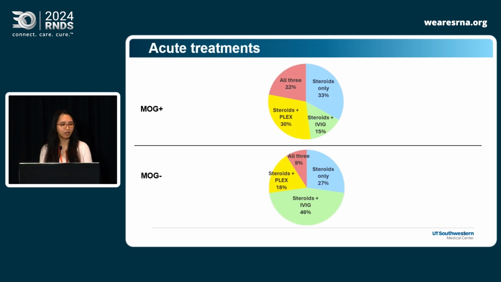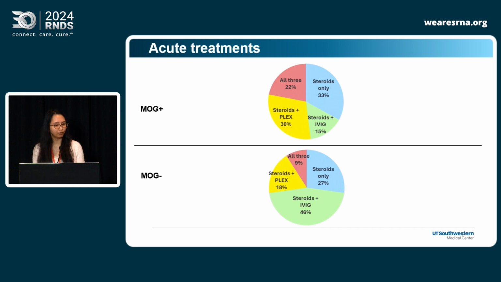And then in the hospital setting, they receive acute treatments in the form of different immunotherapies. We brought that up a little bit in terms of what the standard of care is for ADEM. That can involve steroids, or steroids in combination with IVIG or plasma exchange. And in this data point, it looks like the MOG-positive group is more likely to receive plasma exchange, or PLEX.